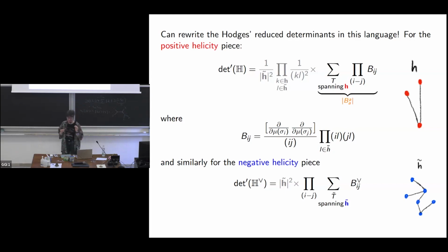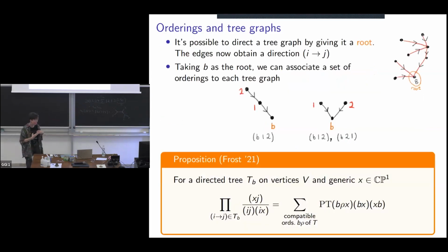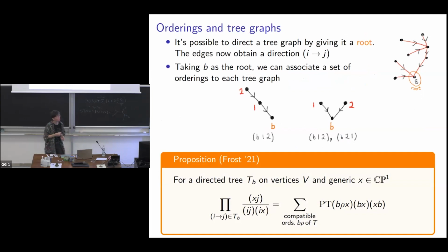Now, Yang-Mills is associated with orderings. And we can actually associate orderings to trees. But this requires that we assign to each tree graph a root. So here, this is the tree graph from earlier. I can give it a root, for example, 8 here. And this gives a unique direction to each of the edges in this tree graph, like this. And we can now associate a set of orderings to each of these trees, as kind of orderings compatible with them.